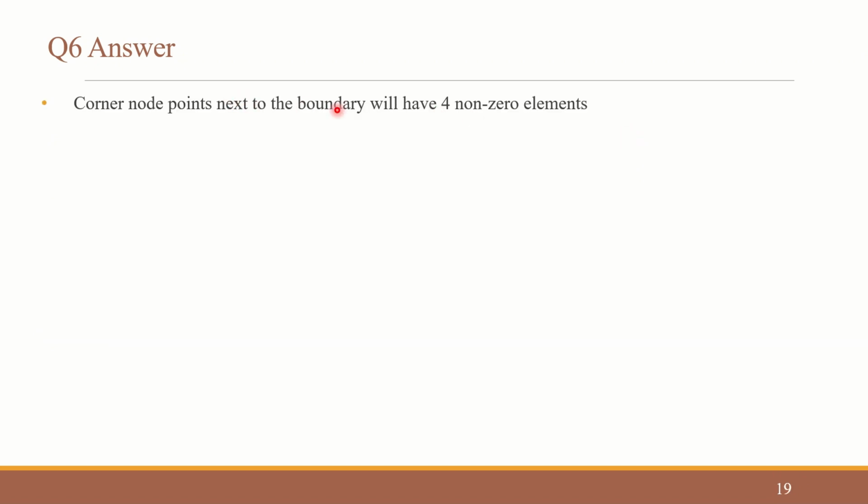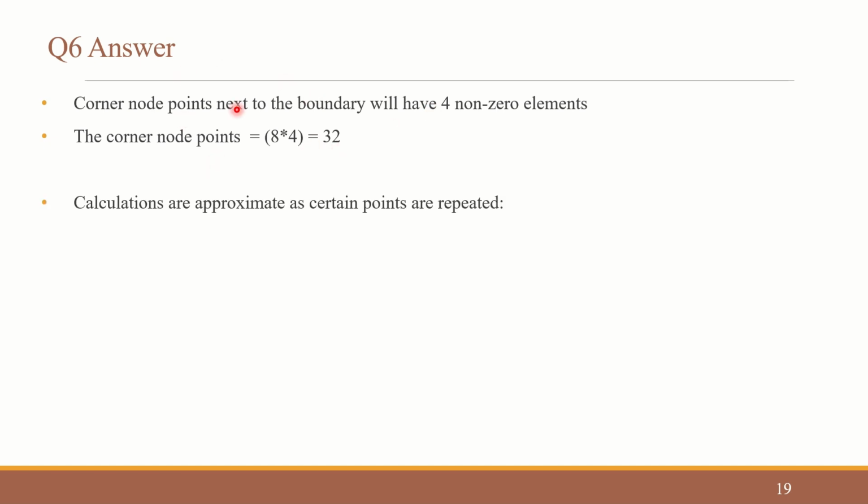Corner points next to the boundary will have 4 non-zero elements because it will have 2 boundary values and 3 boundary values. I am talking about the exterior corner, so it will be enclosed by 3 boundaries. So 7 minus 3 will give us 4 non-zero elements. So total corner points will be 8. So it is 8 into 4, it is 32. The calculations are somewhat approximate because certain points might be repeated.